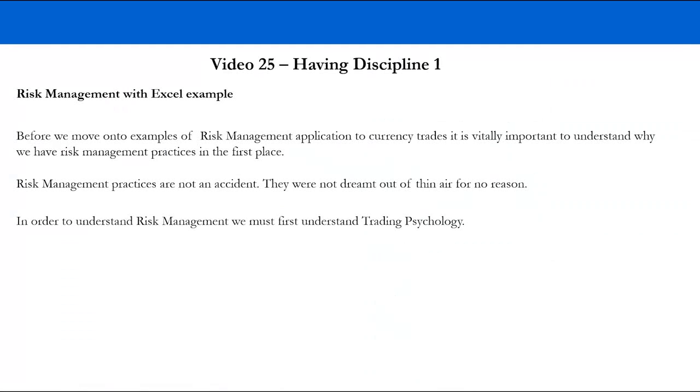Okay, so now we're going to move on to the next section of the overall process. We're going to move on to having discipline and having risk management processes in place. So before we actually move on to an example of risk management application to currency trades, it's really important to understand why we have these risk management practices in the first place.